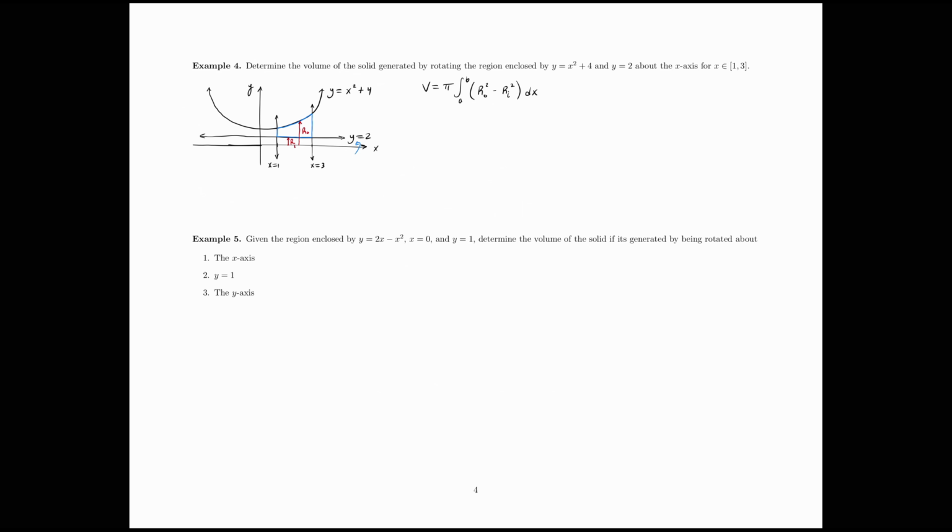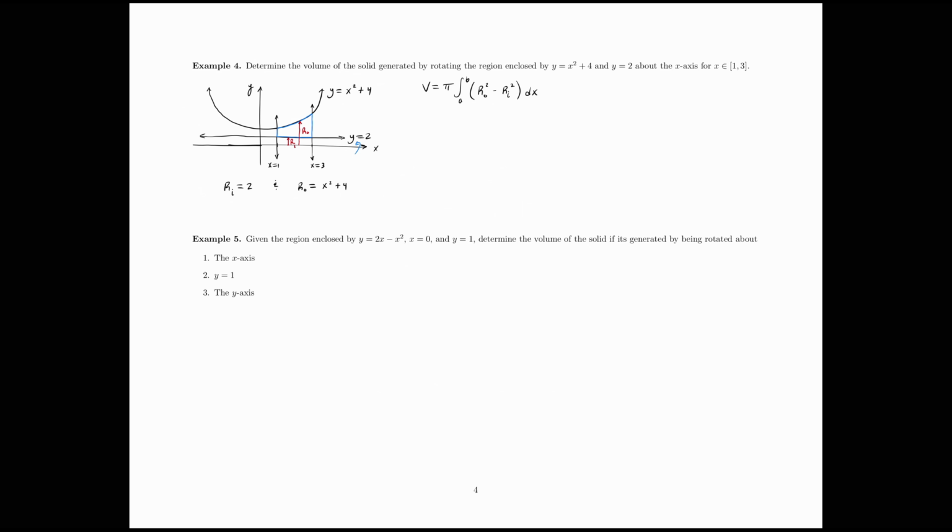And then if you keep going through until you hit the second thing, that second thing you hit constitutes the outer radius. So the inner radius is 2, and the outer radius is, well, it's the y value, and the y value along this curve is x squared plus 4. So x squared plus 4.